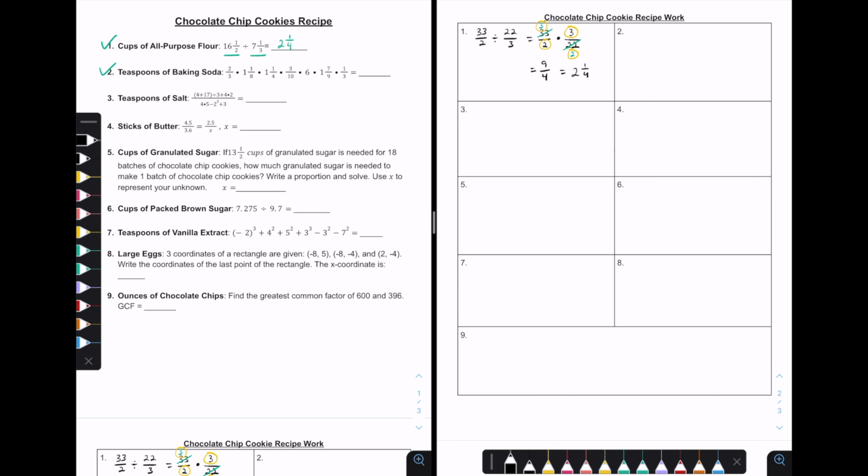I'm going to go ahead and turn these all into improper fractions first. So we have 2/3, that's going to stay the same. And then 1 1/8 is 9 over 8. 1 1/4 is going to be 5 over 4. 3 over 10 is going to stay the same. 6 is the same thing as 6 over 1. 1 7/9 is going to be 16 over 9. And then 1/3 is going to stay as 1/3.